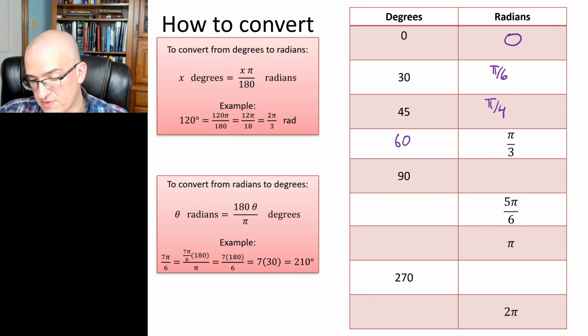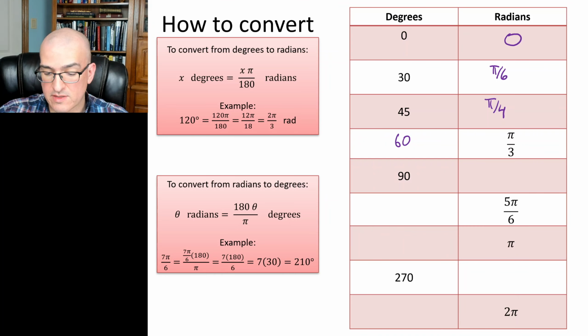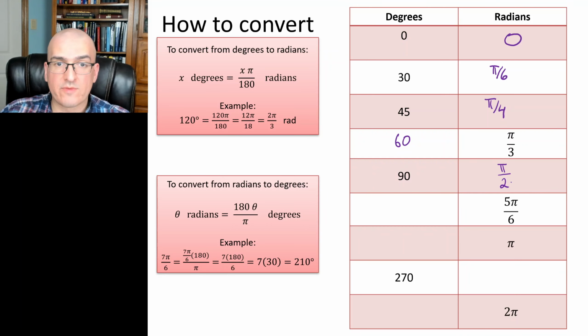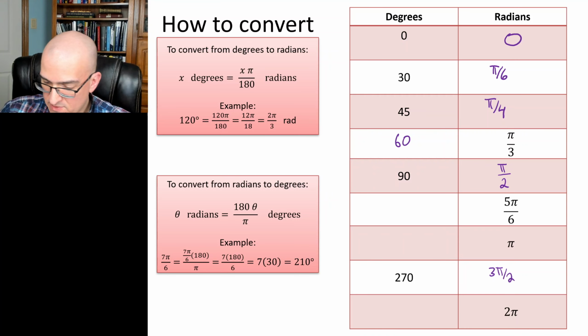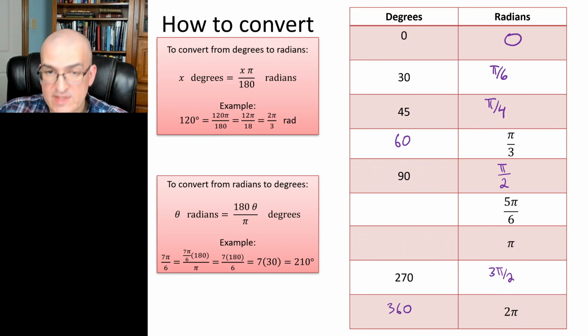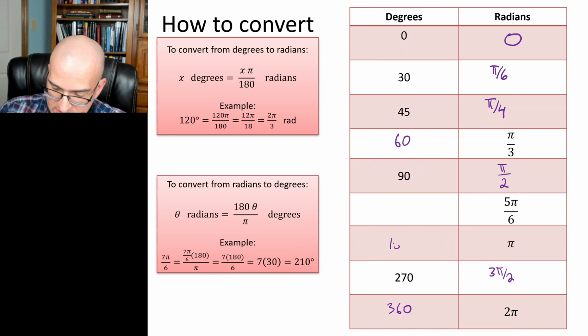How about pi over 2? So now we're going the other direction again. 90 times pi over 180. So 180 is 90 times 2. We can cancel the 90s and get pi over 2. And so on. We can do all the rest of them using these conversion formulas or by memory. 3 pi over 2 by memory. 2 pi, what does that correspond to? That's the whole circle, 360 degrees. Pi, that's half of a circle, 180 degrees.